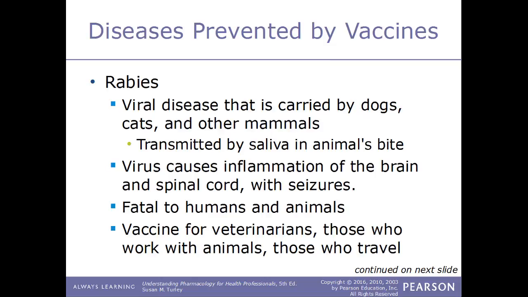Some other examples of diseases that have been prevented by vaccines is rabies. This is a viral disease that's carried by dogs and cats, bats, and other mammals. This is transmitted by saliva in the animal's bite. Now, the virus will cause inflammation of the brain and spinal cord with seizures. Now, this is fatal to humans and animals. And the vaccine is given for veterinarians, anyone who works with animals, and those who travel.